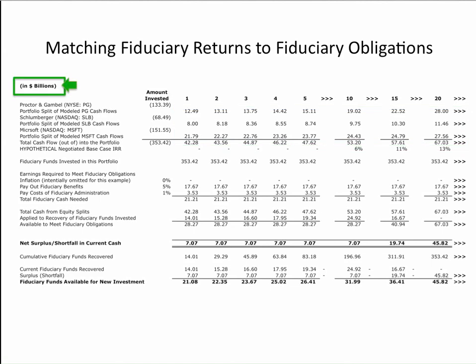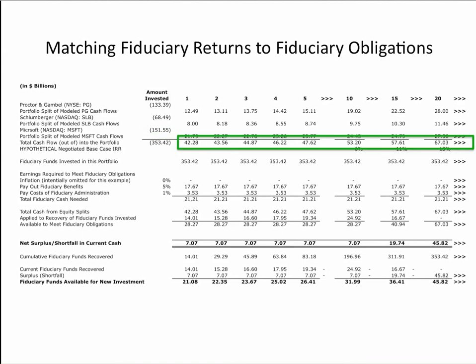You will note that these numbers represent billions of dollars. This example is very large. The total portfolio is $353.42 billion. Portfolio cash flows start at $42.28 billion and grow to over $67 billion.